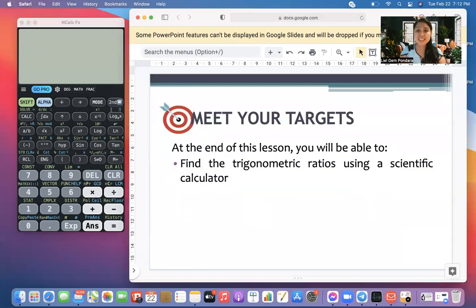At the end of today's class, we'll be able to find the trigonometric ratios using a scientific calculator.